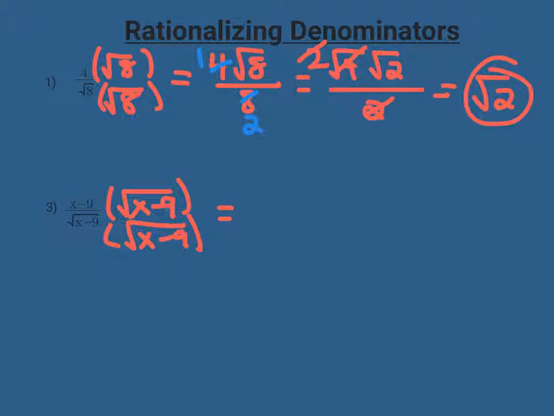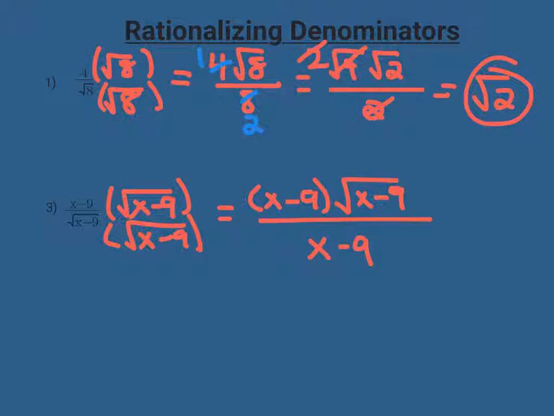Rather than distributing the x to the radical x minus 9 and the negative 9 to the radical x minus 9, I'm going to keep them separate for right now, because a lot of times if you keep them separate, it makes simplifying in the end a little bit easier. So I'm just going to keep my numerator as x minus 9 times radical x minus 9. And then in the denominator, radical x minus 9 times radical x minus 9. Remember, when you're multiplying two of the same thing under the radical, it leaves you with whatever's there. So I'm going to be left with x minus 9 in the denominator.